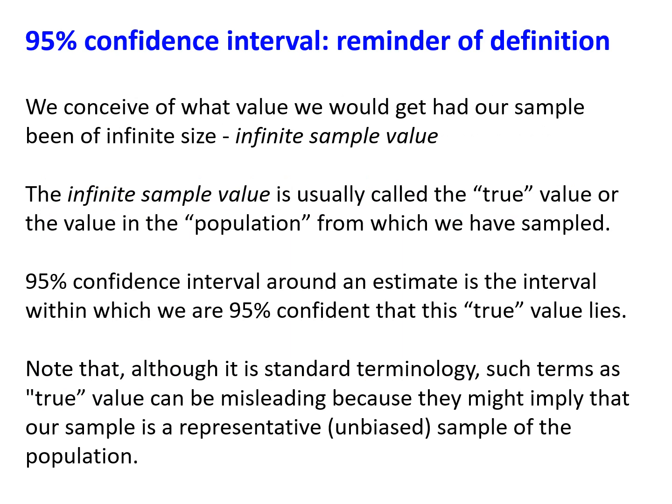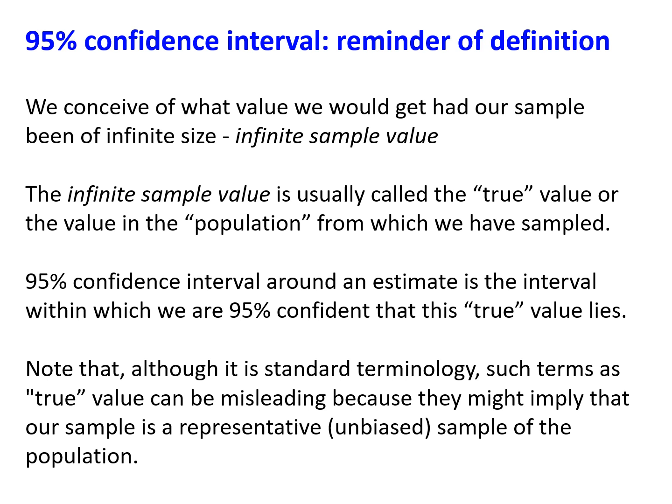So let me remind you of the definition of a 95% confidence interval. So we conceive of what value we would have got had our sample been of infinite size, which I'll just call the infinite sample value. So this infinite sample value is usually called the true value, or the value in the population from which we've sampled.